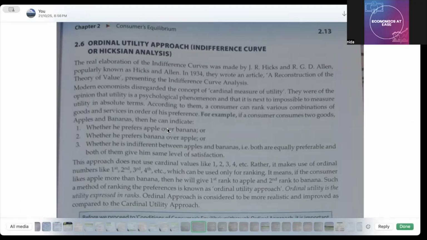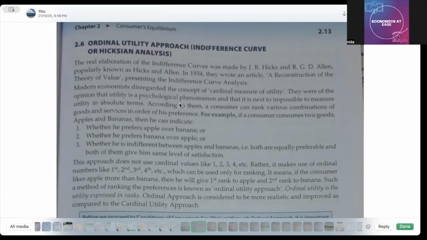Both of them give him the same level of satisfaction. So we will do this in ranking order. And this theory is given by J.R. Hicks and R.G.D. Allen, and because of that, it is also known as Hicksian analysis and indifference curve. You can call it the ordinal utility approach, the indifference curve, or Hicksian analysis.